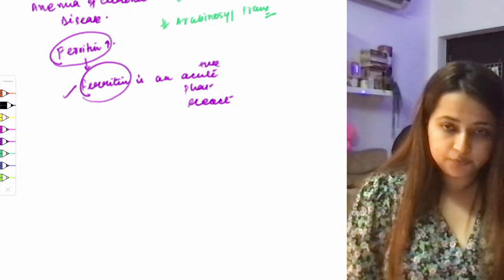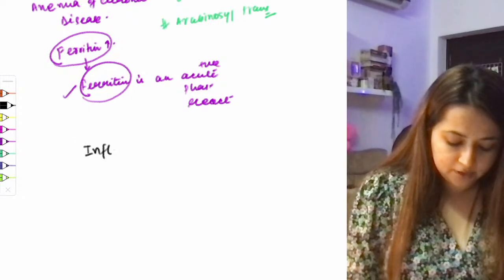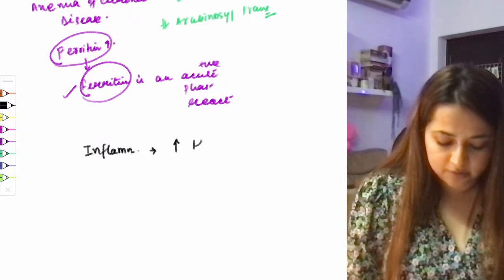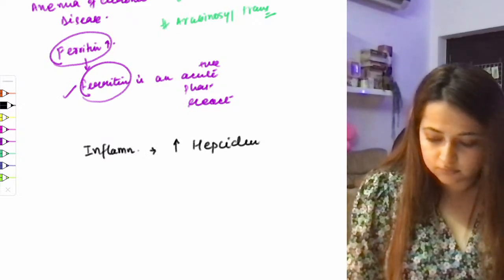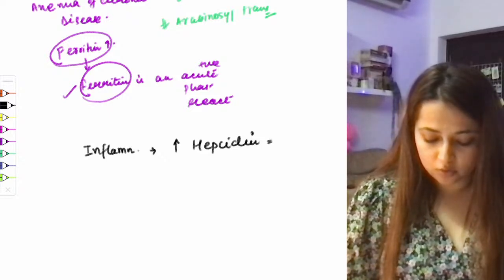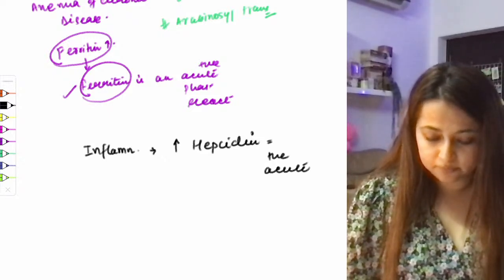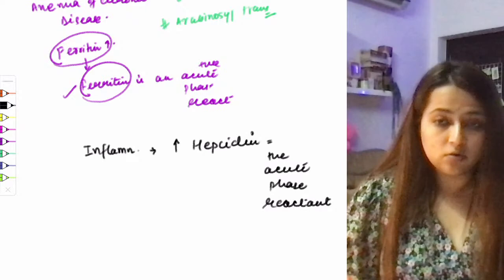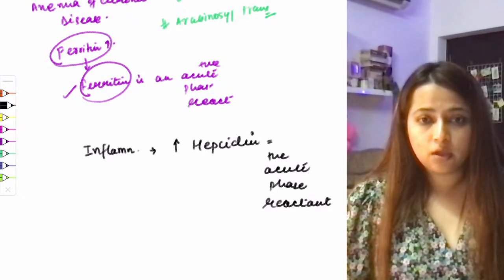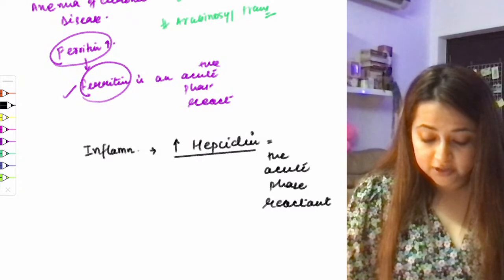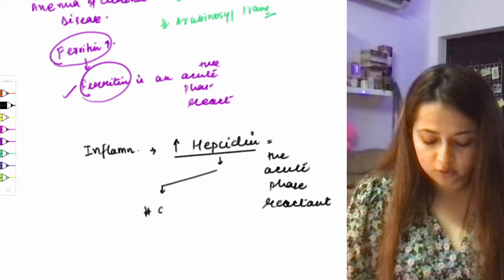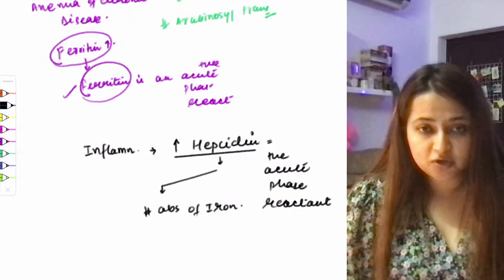Okay. Now, whenever there is inflammation, there is also going to be an increase in something known as hepcidin. What is hepcidin? Hepcidin is also a positive acute phase reactant. Alright, so what is the action of hepcidin? If hepcidin is increased, you should know that hepcidin inhibits the absorption of iron.